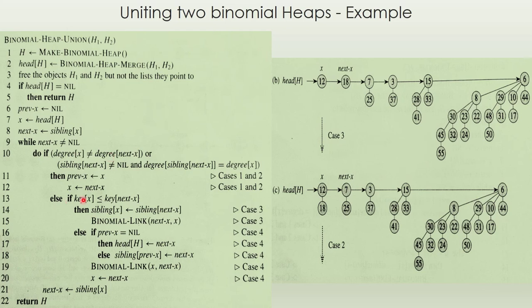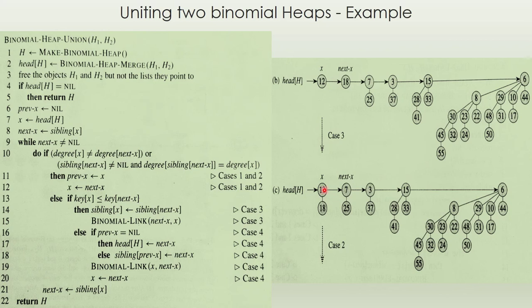So it will execute this condition: if key of x is less than key of next x. What is key of x? Key of x is 12, key of next x is 18. So that condition is satisfied. Sibling of x equals sibling of next x. So I am going to link this 12 and 18, and I want to make 12 the root of that binomial heap. So in the field sibling of x, I want to store sibling of next x. Sibling of next x is 7.